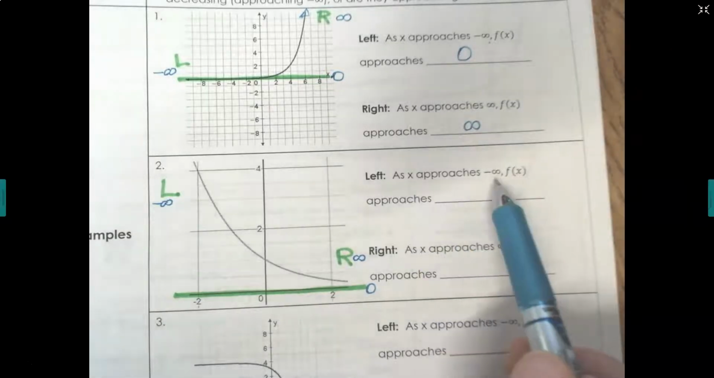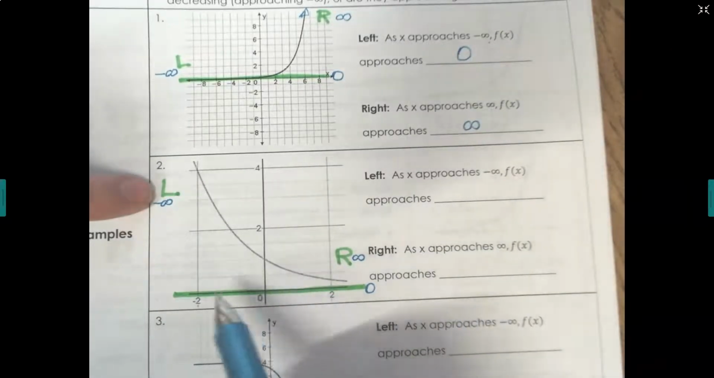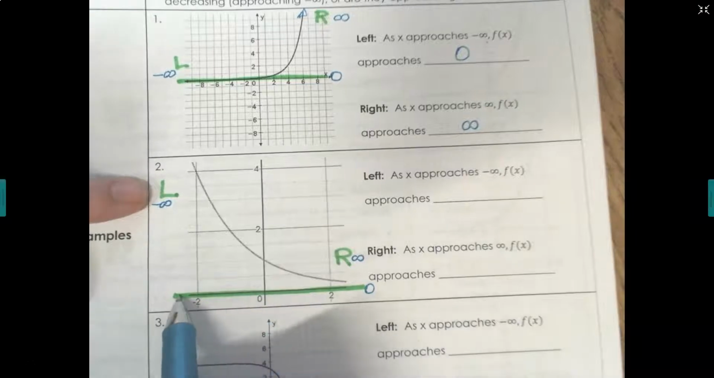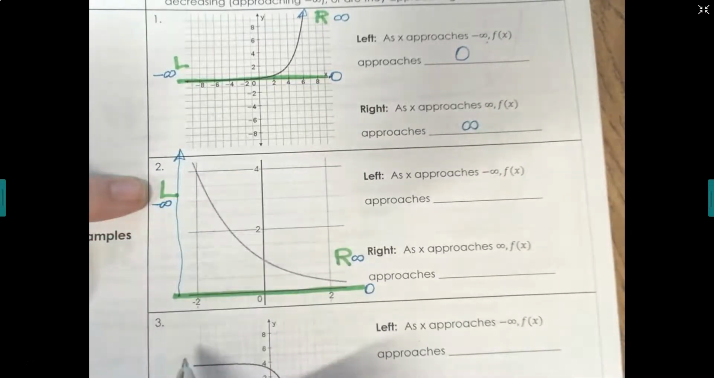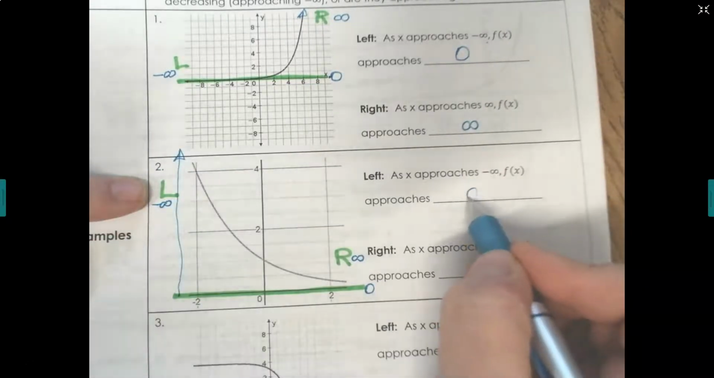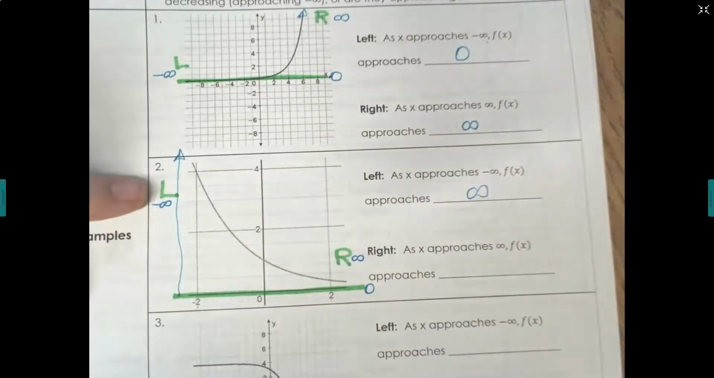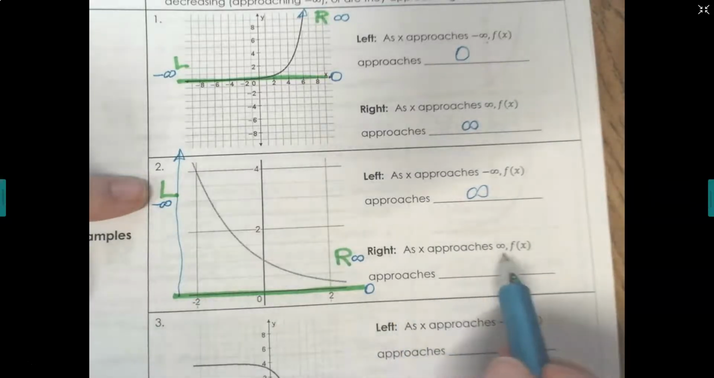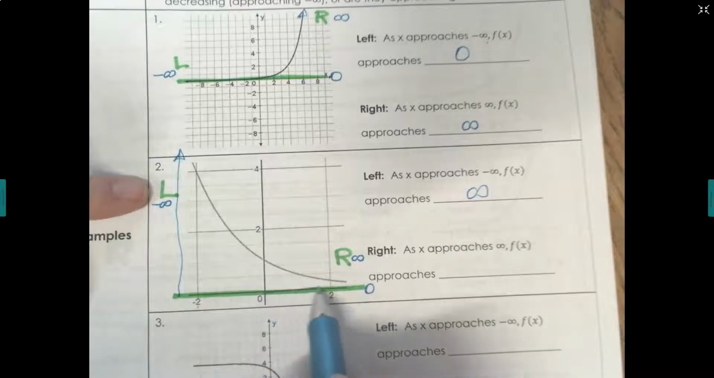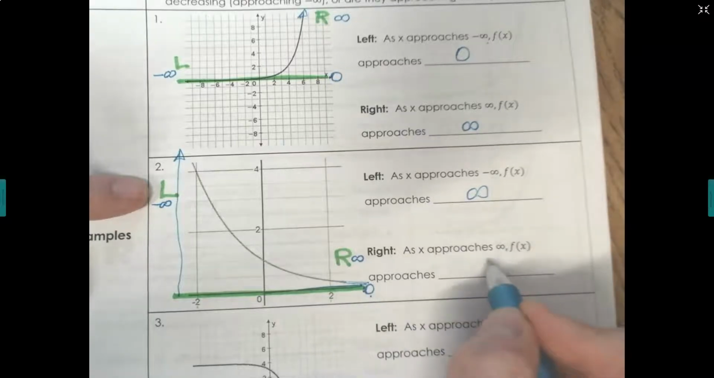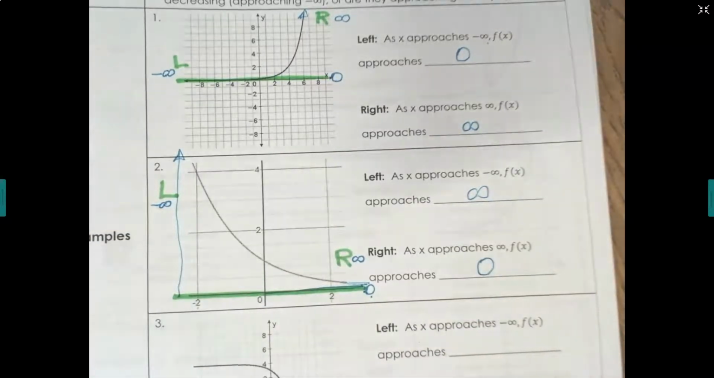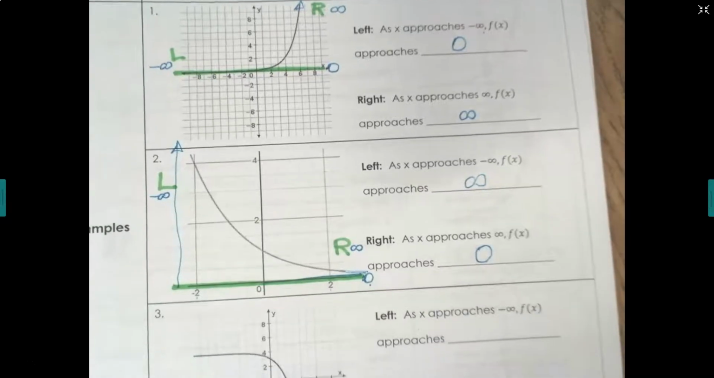So as our x's approach negative infinity, so on this left-hand side of the graph, as our x's go left, our y values are going up forever. So they're approaching positive infinity. As our x's approach positive infinity, meaning the right-hand side of the graph, notice I'm on the asymptote here and I'm getting really close to my graph. My graph is right next to the asymptote, which is 0. So on the right-hand side, my graph will be approaching 0. So we just got to really look at left and right. What are the y values doing?